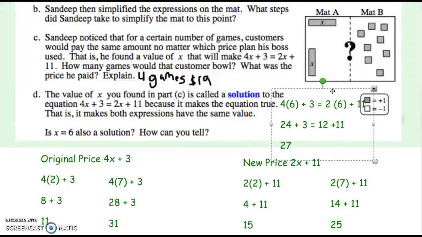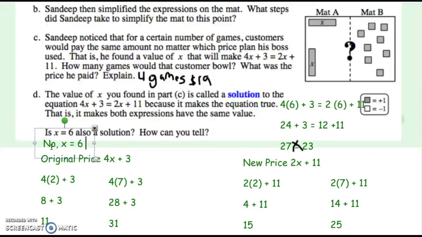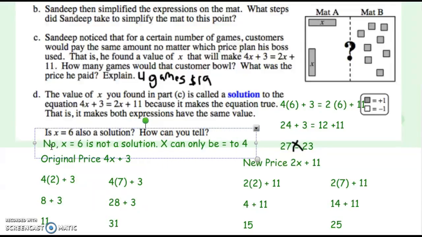24 plus 3 is 27, and 11 plus 12 is 23. So those are not equal to each other. So for my answer for D, I would say no, x equals 6 is not a solution. x can only be equal to 4. There can't be more than one solution for this because x has to be equal to 4 in order to make that expression true.